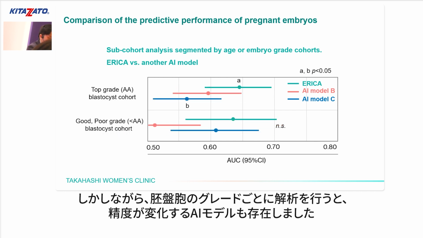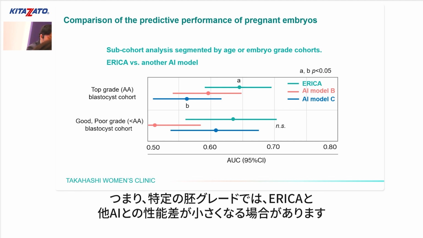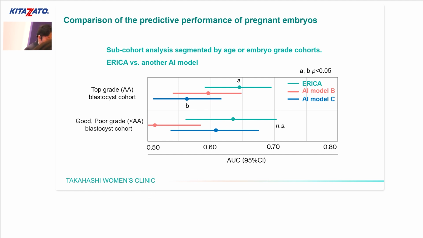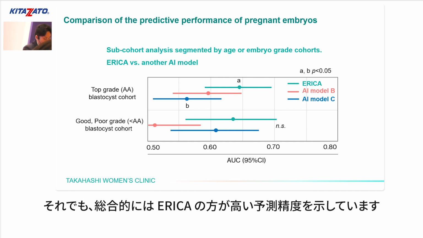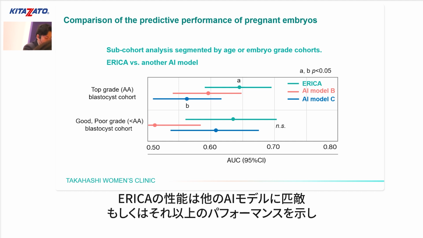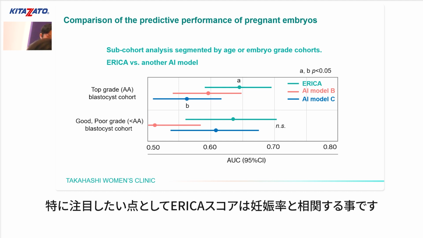However, the subcohort classified by embryo grade suggests that ERICA could select embryos with high pregnancy potential from among the top grade embryo cohort. The AUC for ERICA in the top grade cohort was 0.664. On the other hand, the AUC of model C was 0.57. We emphasize that ERICA can select embryos with higher pregnancy potential from the top grade embryo cohort.